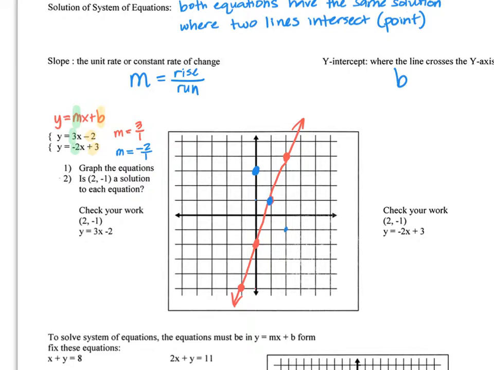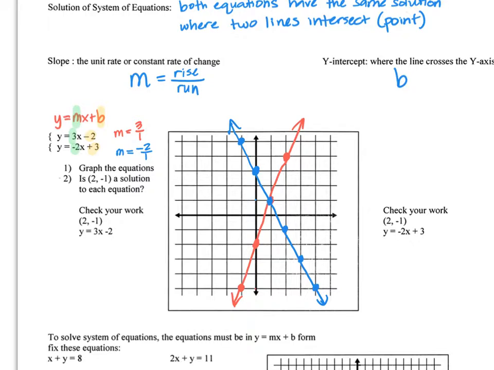From this point, down 2, right 1, down 2, right 1, down 2, right 1 again. I can also go up 2, left 1 from my first point, and I get the one all up at the top, and here is the line. Okay, tons of points on that one, but remember, it consists of an infinite amount of points in between those.